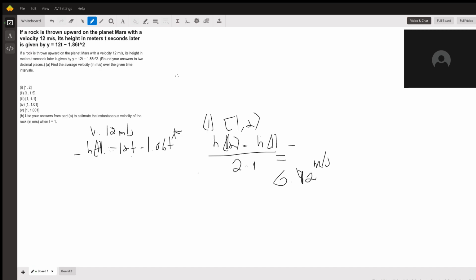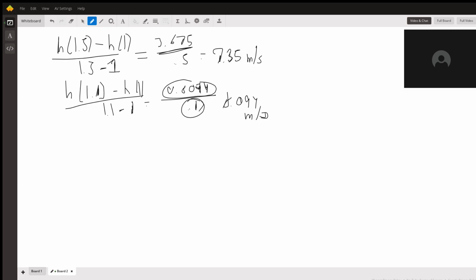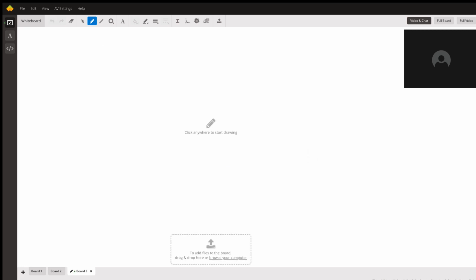So why don't we go back? Our next interval, the fourth one, is 1 to 1.01. So h of 1.01 minus h of 1 over 1.01 minus 1. If you solve that, it would be 10.2226 minus 10.14, and we get 0.0826. Remember, we're not rounding until the end. So 0.0826 over 0.01 would be 8.26 meters per second.